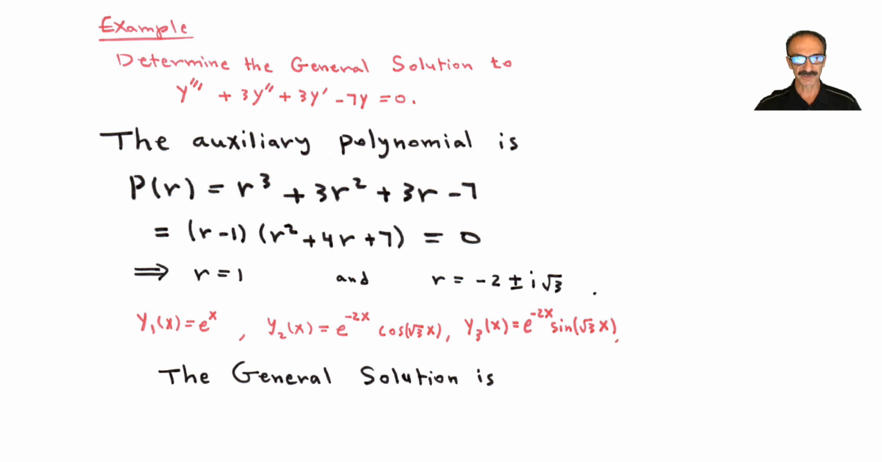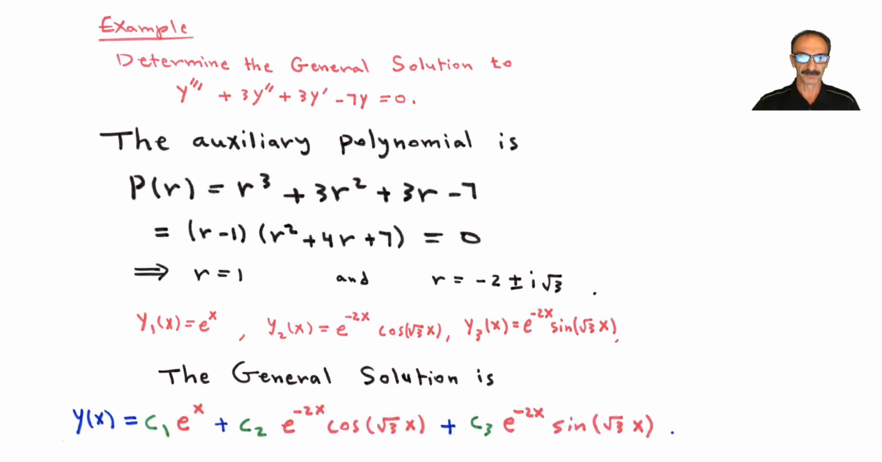Let's write the general solution. The general solution is just a linear combination of these three, and we'll be done. I'm not going to read it. Take a look at it. Here we go.